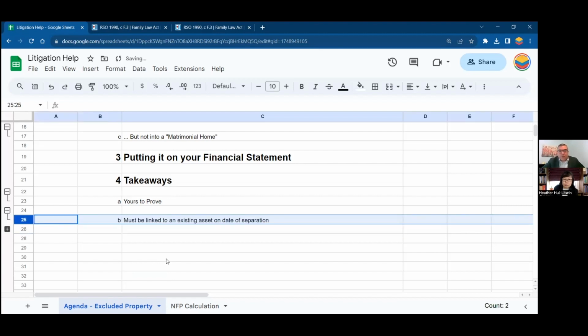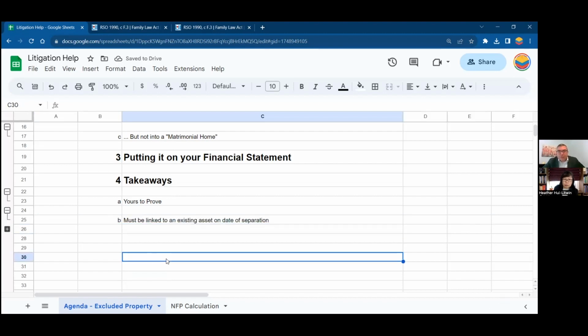Takeaway number 2, it's got to be linked to an existing asset on the date of separation or on valuation date. Don't just put in that $10,000 from 10 years ago. You're going to create false math, and more importantly, you can't support it. So you're going to lose the exclusion. And lastly, understand tracing can be tricky, but try to do it. Do the work because it's in your interest to do it.